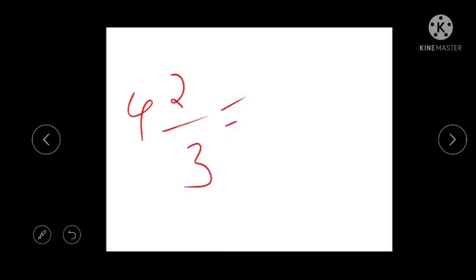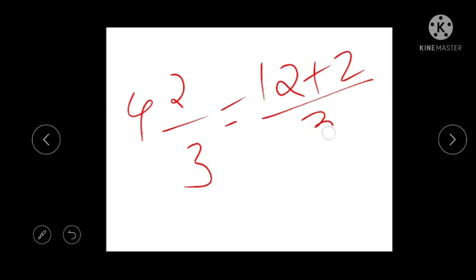Then how do we convert 4 2/3? First we multiply 4 into 3, which is 12. Then add the numerator, 12 plus 2, then divided by the same denominator. Write the denominator as it is. 12 plus 2 equals 14. 14/3 is the improper form. Okay, 14/3.